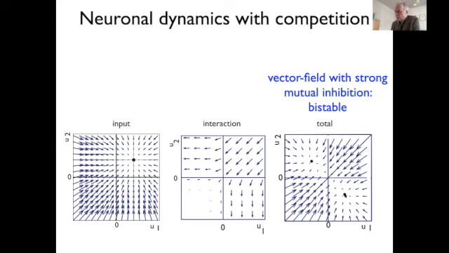So this is the attractor where U1 has a positive level of activation, U2 has a negative level of activation. This is where U2 has a positive level of activation, and U1 a negative level of activation. Now it's a very direct representation of the outcome of competition. Now this is where both would be on, U1 is on, U2 is on, both are off.